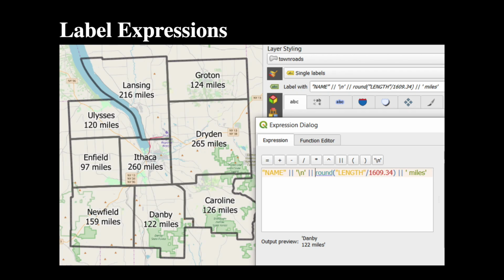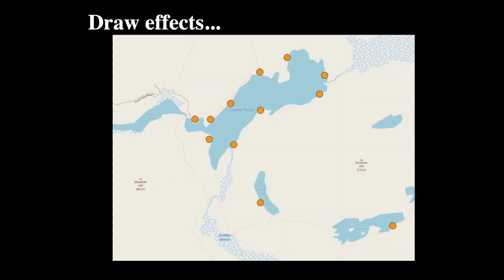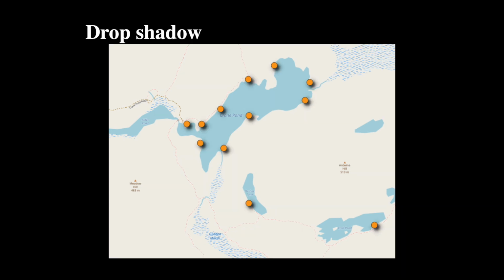Label expressions, so for dynamic labeling, this is great. This is a case where I had a column called length that had the length of the roads in each of these towns. I have another column called name, and this is an expression that puts that all together. It converts from meters to miles, it rounds it off, it adds the word miles, and it also puts that nice line break in between. Not having to create a separate column to do this calculation and then display that column, you can just do it all in this expression dialog. Niall showed draw effects, to make things pop a little bit, add a drop shadow, for example.